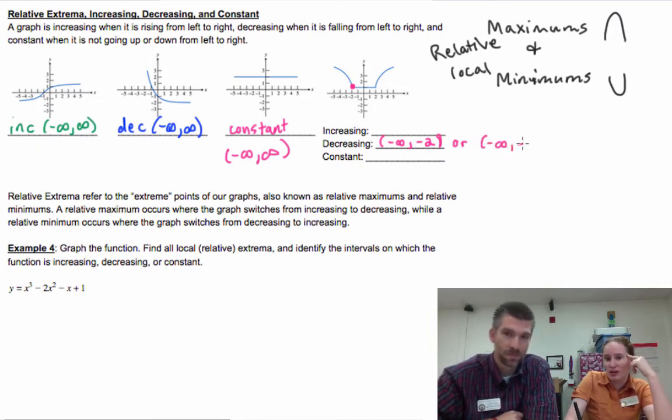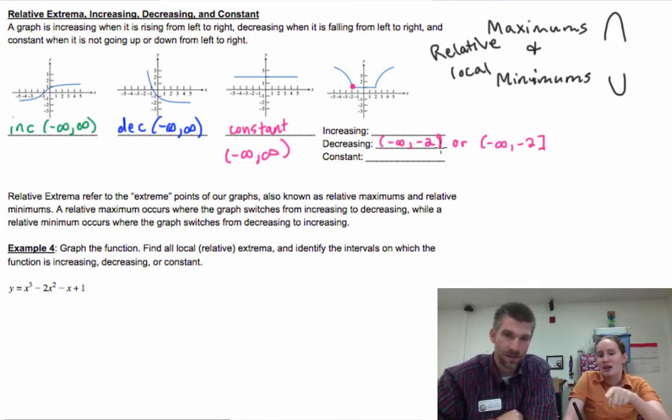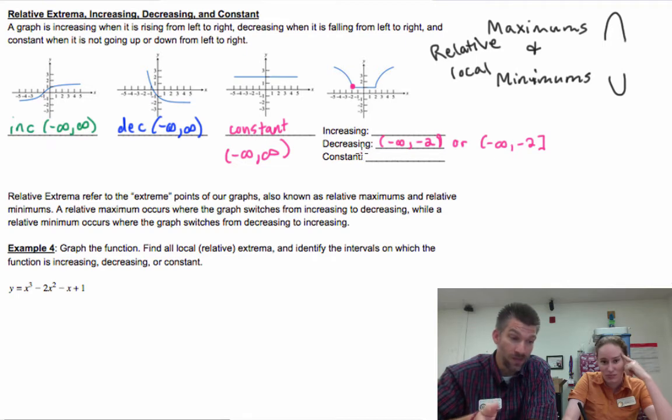You can either put it with parentheses or brackets. You could say that it's decreasing all the way to negative 2, and you could include that because we don't have a hole there, and that would be a bracket. Or you could just use parentheses the entire time you're doing increasing, decreasing, or constant, which is what I like to do. Because are we really decreasing at a point where they switch? No, all the way to that point of negative 2, and then you change.